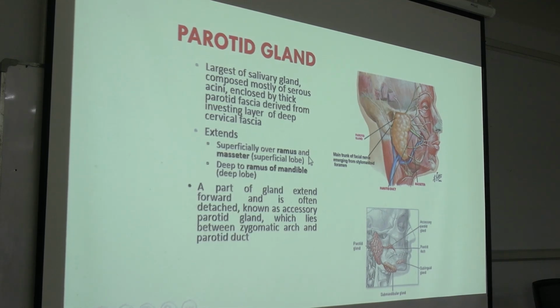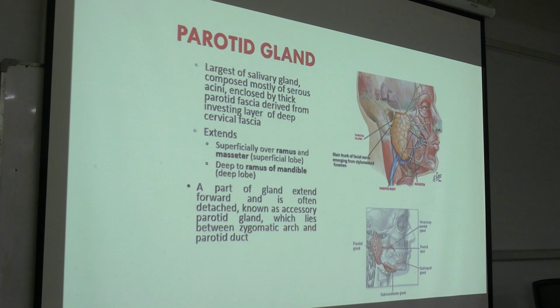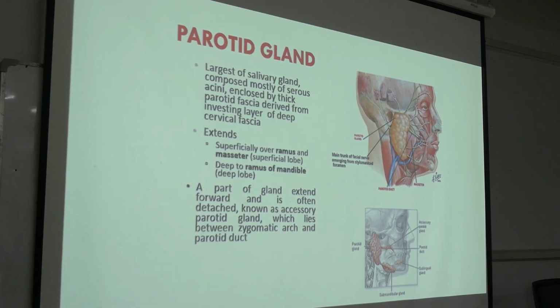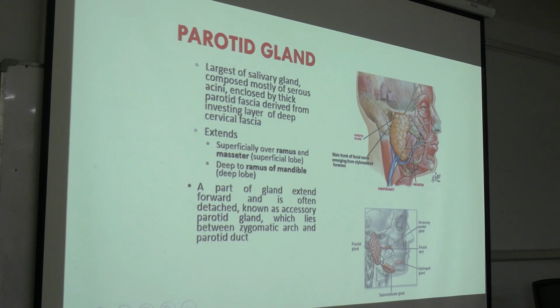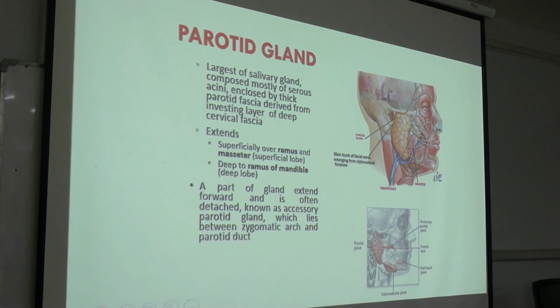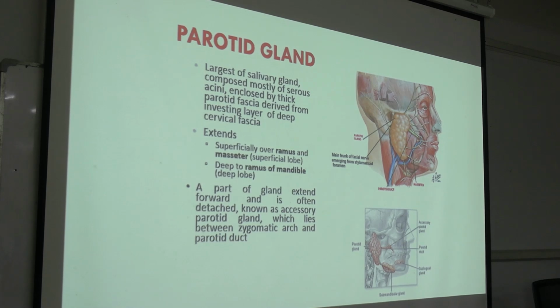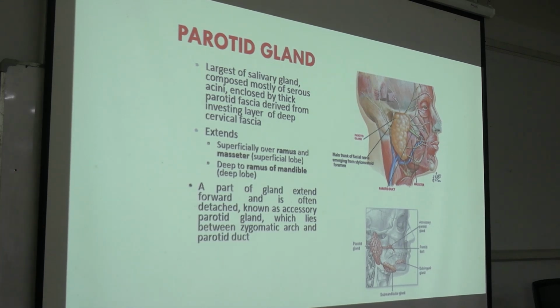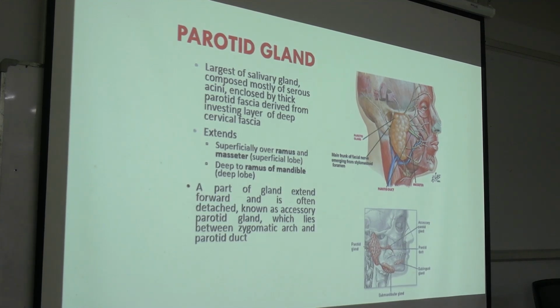So it is the largest salivary gland. Amongst the three salivary glands, we have the parotid, submandibular and sublingual. The parotid is a serous variety of salivary gland, and it is covered externally by a fascia. We call it the parotid fascia. The parotid fascia is continuous with the investing layer, and it blends with the fascia covering the masseter. We call it the parotidomasseteric fascia.